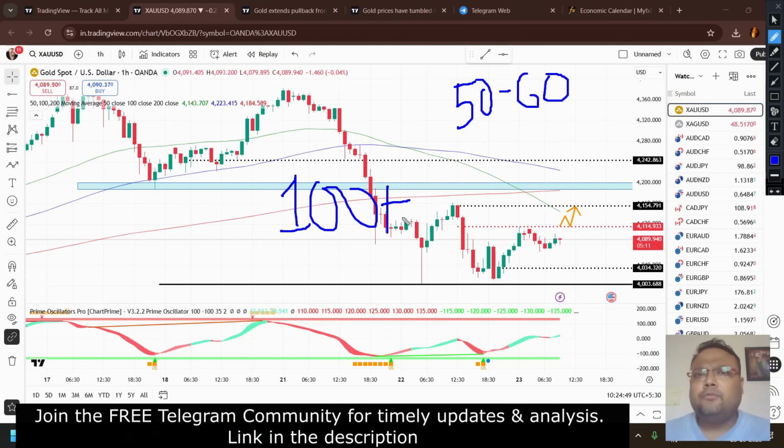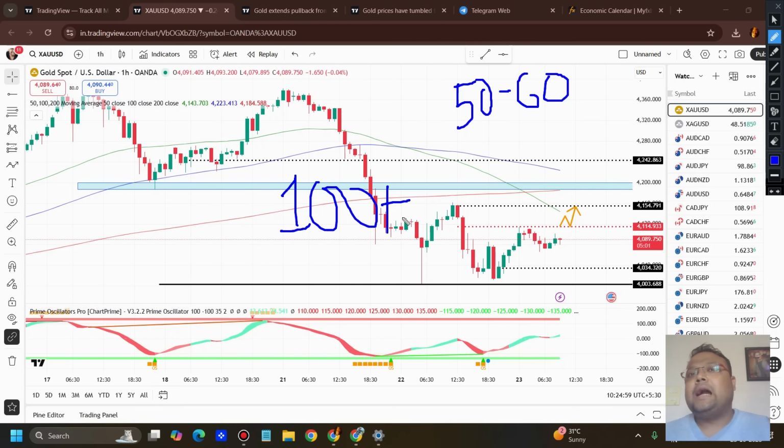And if you have a small capital like $50 or $60, then I will suggest you not to trade gold this time, because of the extreme volatility of the market, either you may double your capital or you may lose your capital in one shot.